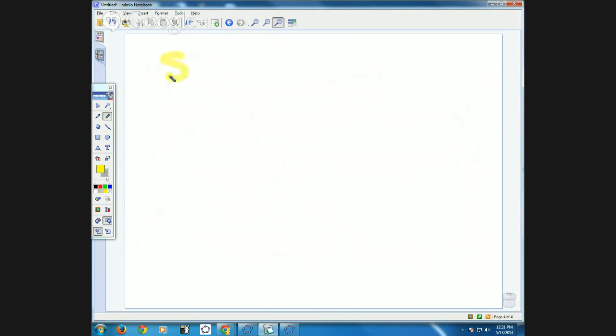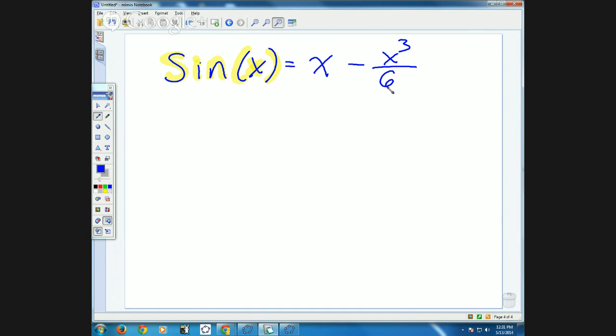All right, sine of x. Oh, might as well make it pretty. What is the first term of the sine of x? You already wrote it down, I know. X, correct. Next non-zero term of the sine? Negative x cubed over 3 factorial. Excellent. Okay, so I can say that the sine of x is approximately equal to that.